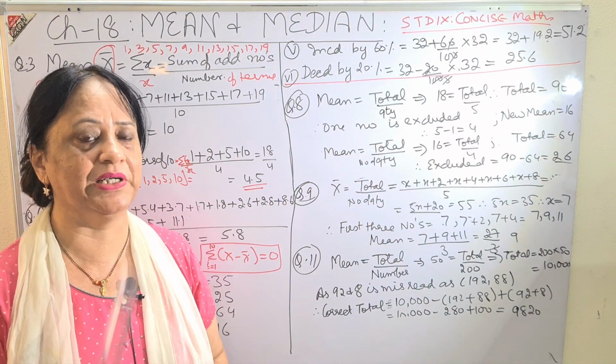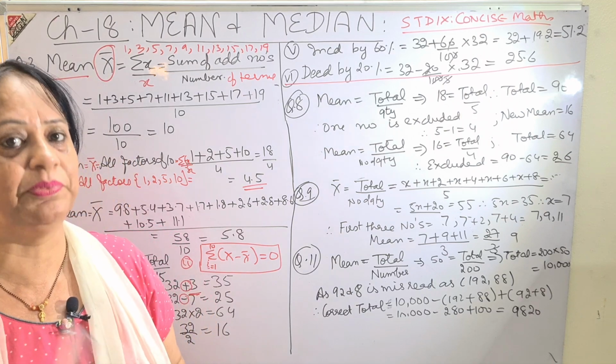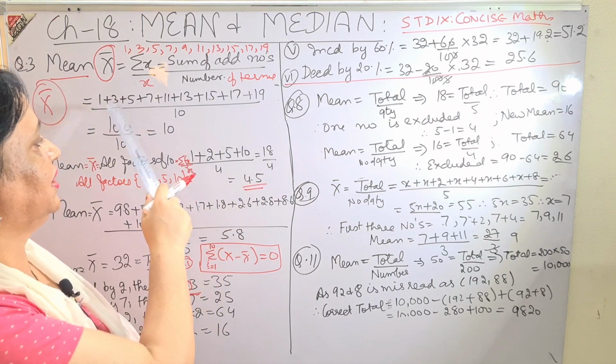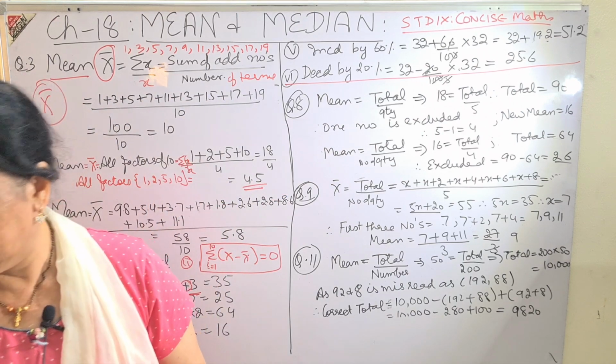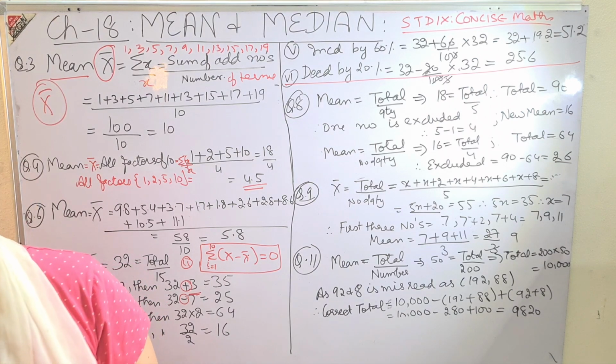The mean actually depends on the observations. Observation means entries. Entries means elements or the numbers. This type of numbers are said to be observations or entries or elements. Then coming to question number 8.